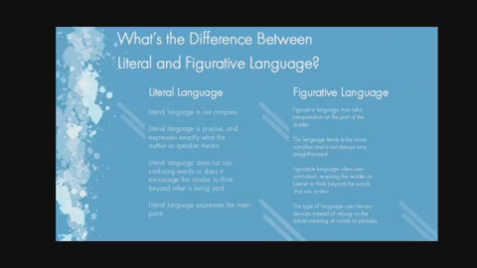Literal language does not use confusing words, nor does it encourage the reader to think beyond what is being said. Figurative language often uses symbolism, requiring the reader or listener to think beyond the words that are written. Literal language expresses the main point, while figurative language is a type of language that uses literary devices instead of relying on the actual meaning of words or phrases.